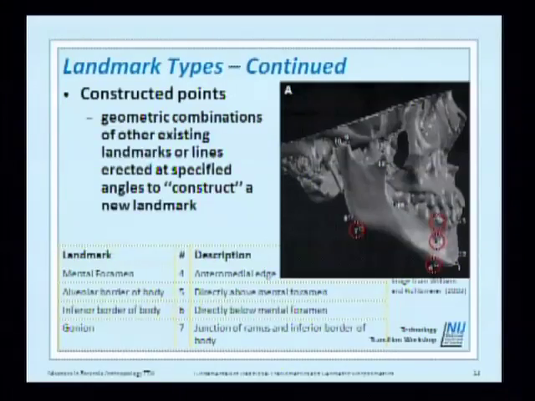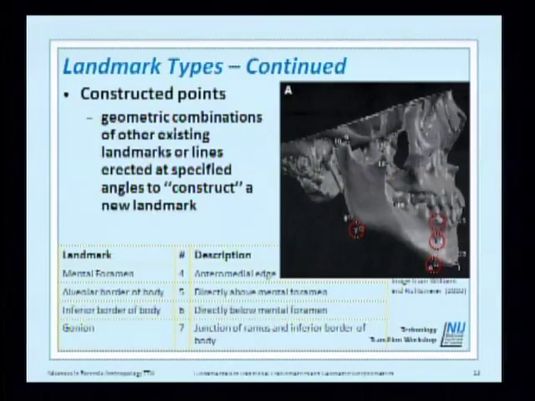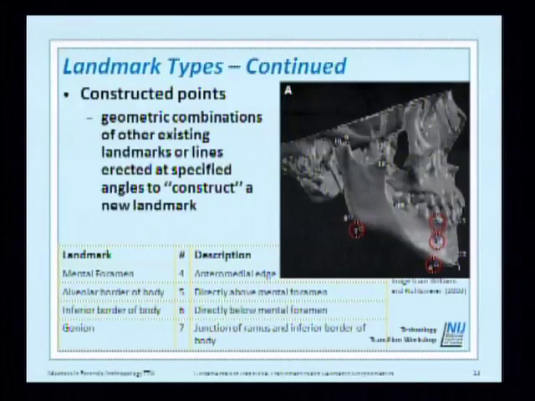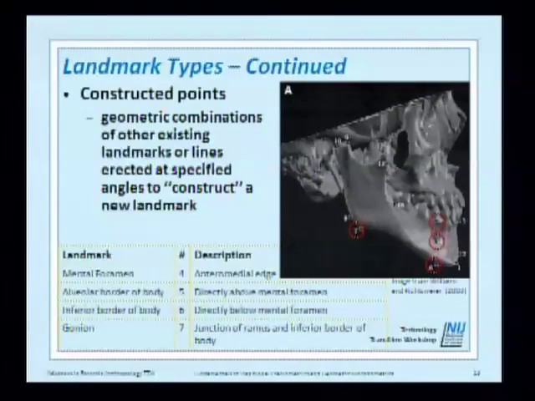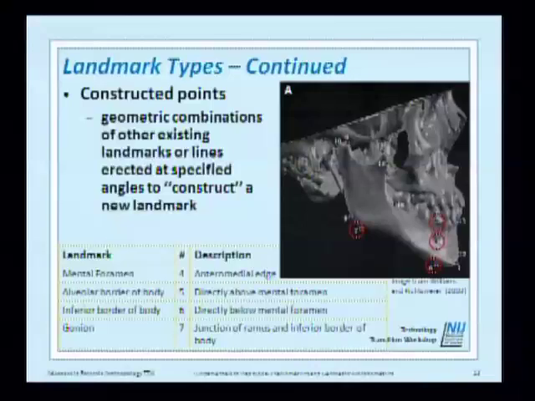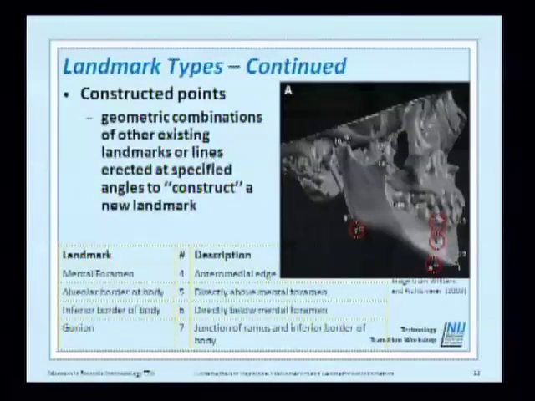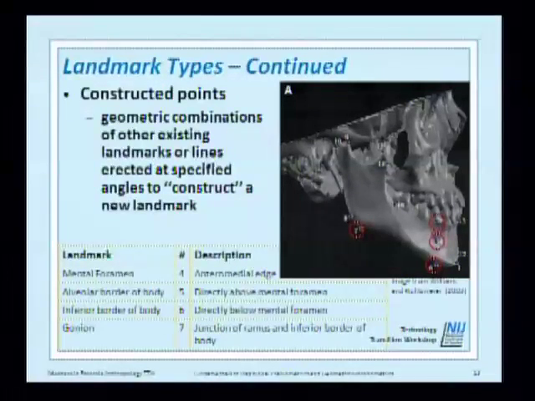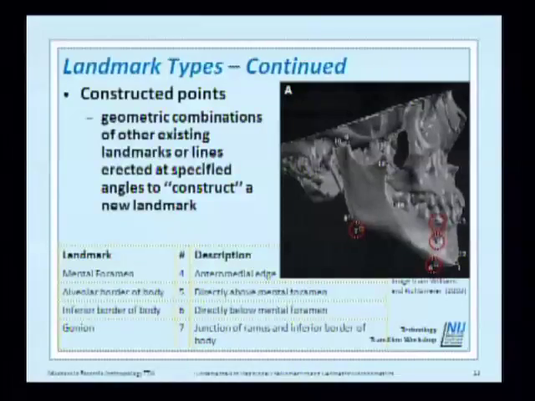All right, so then we have another type of landmarks, and these are constructed points, and these are also like type 3 landmarks, not as biologically meaningful. And this is from a paper from Williams and Richtsmeier, 2003. And some of the descriptions, for example, number 4, that's right here. And this one is mental foramen, and it's the anteromedial edge of the mental foramen. Okay, so a constructed point has some anatomical meaning, but it's constructed, meaning that it's an area that doesn't have a true landmark. Okay?